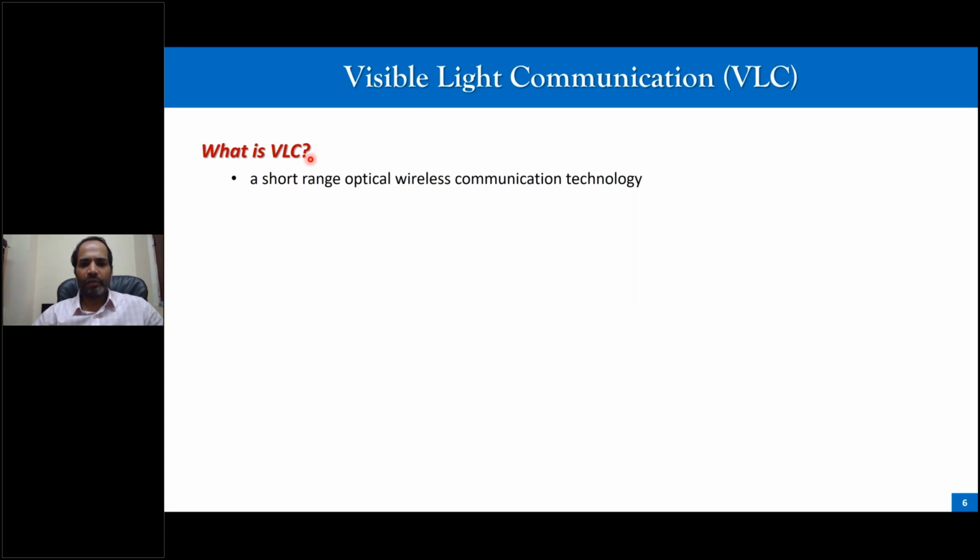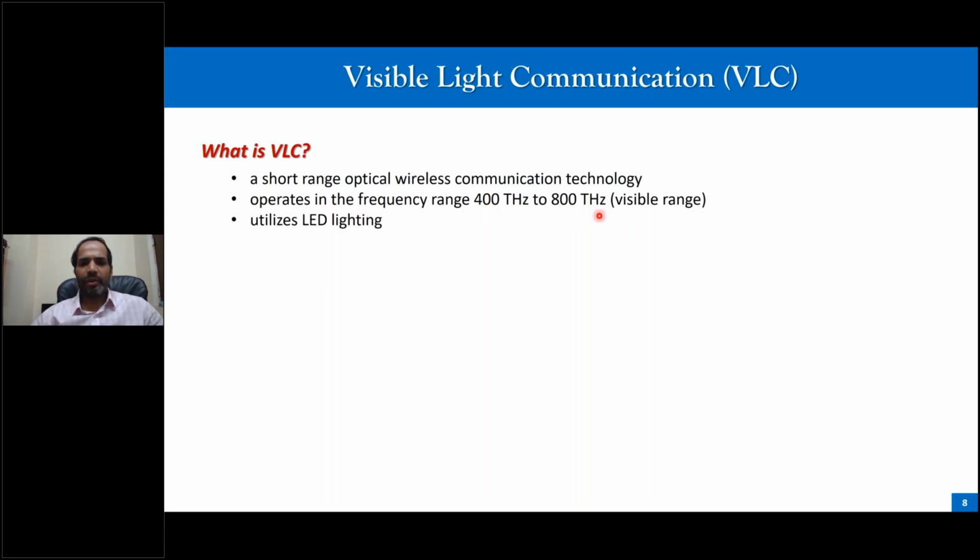So what is visible light communication? In short, this is abbreviated as VLC. It's a short range optical wireless communication technology. We cannot use visible light for a lot of kilometers. It's basically an indoor communication technology. It can be a replacement of Wi-Fi, for example. Visible light communication systems operate in this frequency range. The frequency range goes from 400 terahertz to 800 terahertz.